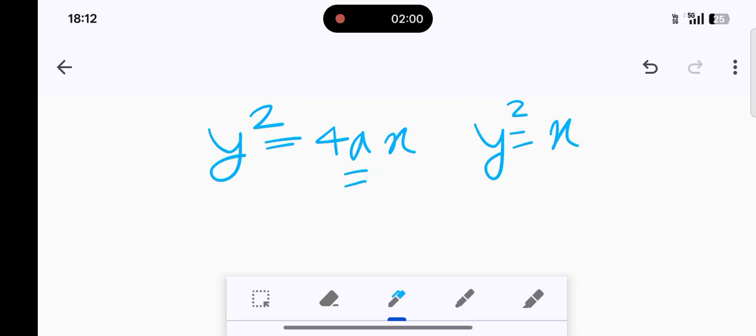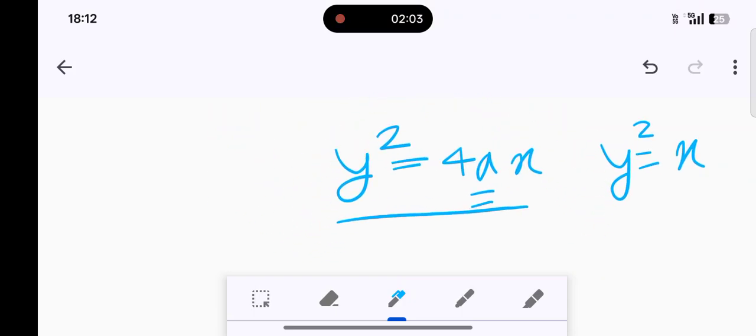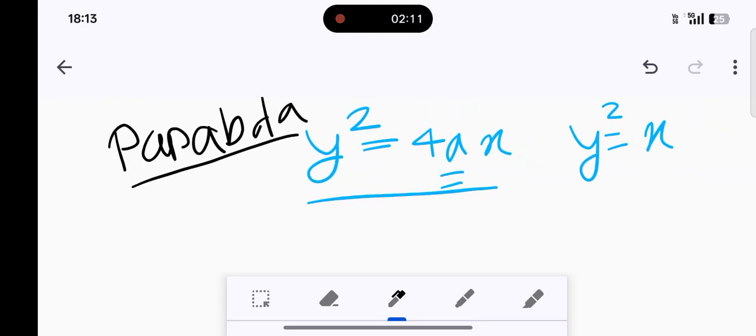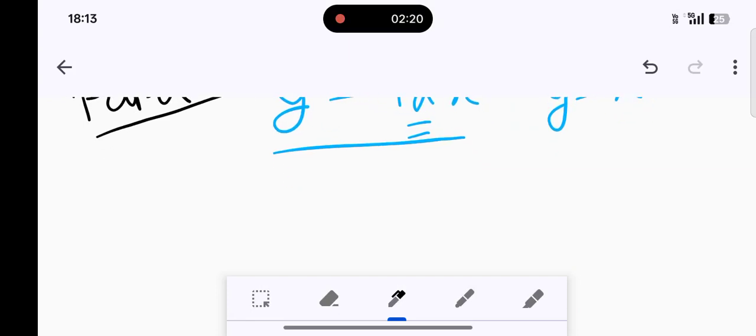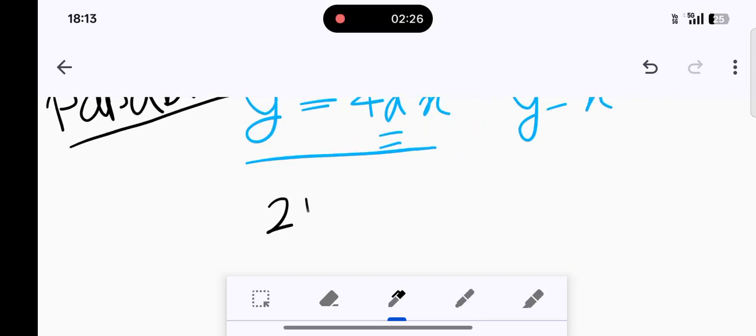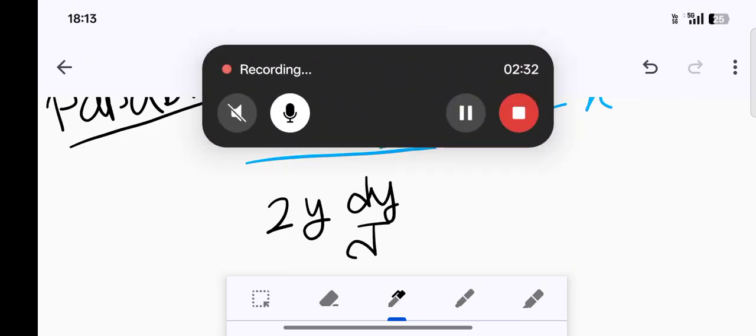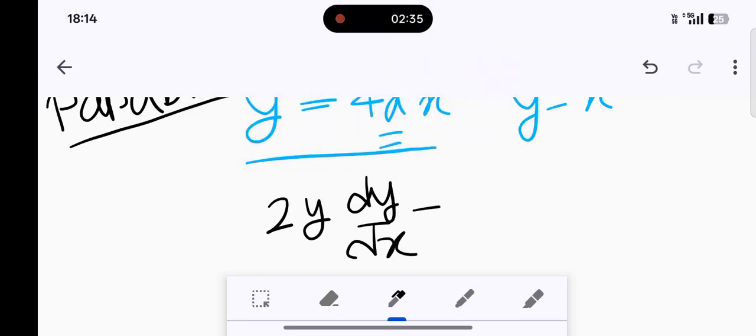First of all, this is the equation of a parabola, so y square equals 4ax. For replacing a, we can differentiate it a single time. The differentiation of y square with respect to x will be 2y into dy by dx, which equals 4a, since the differentiation of x with respect to x is 1.